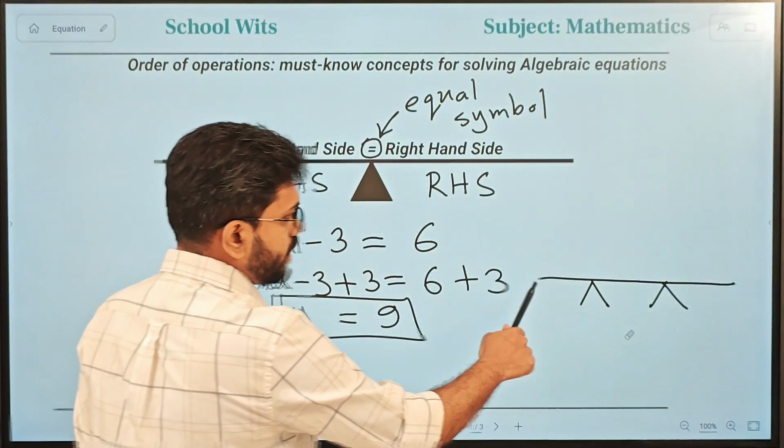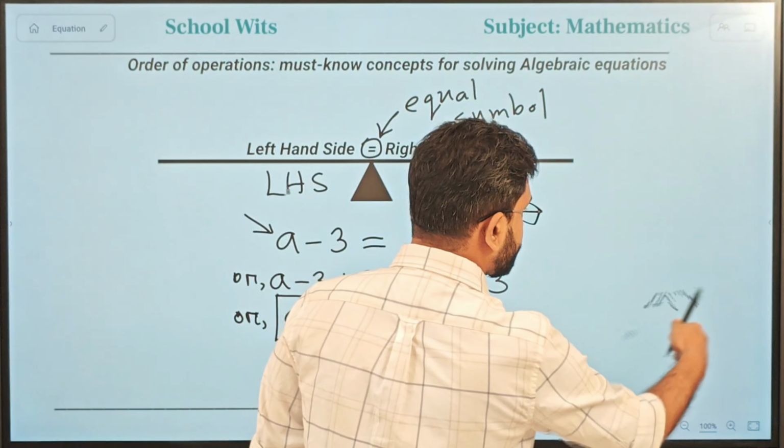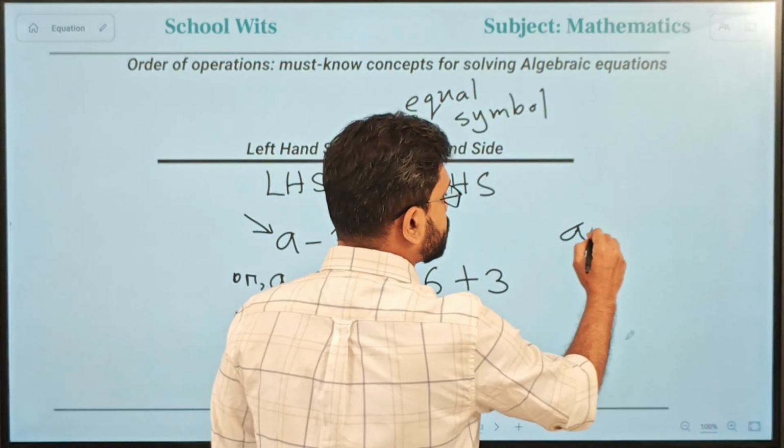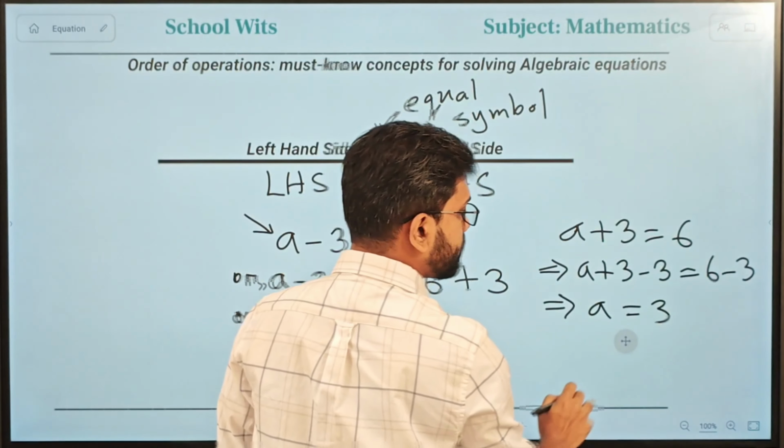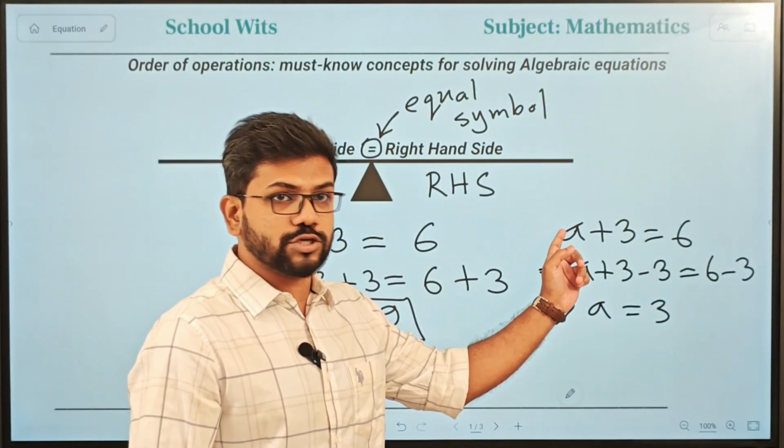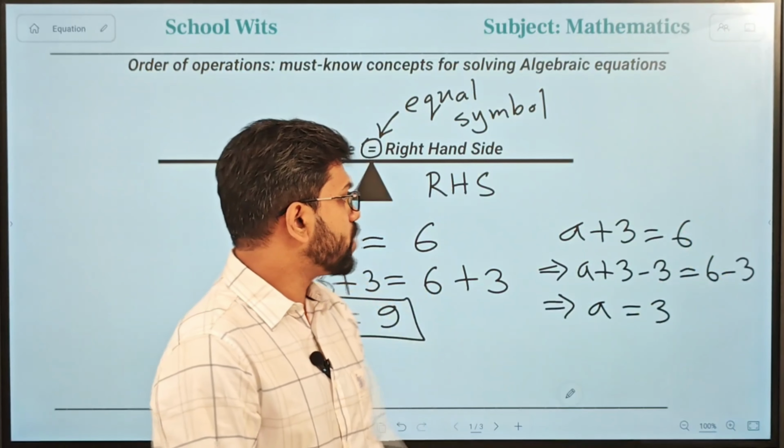So similarly, if it is, let's say, a plus 3 equal to 6, to solve equation, we want to get the value of the variable. We want to isolate the variable on one side. So to get rid of this plus 3, we can subtract 3 from both sides. So a plus 3, subtract 3, subtract 3. This gets cancelled out. We are left with a only, and 6 minus 3 is 3. You can see that the value of a should be 3 to get 6 on the other side.